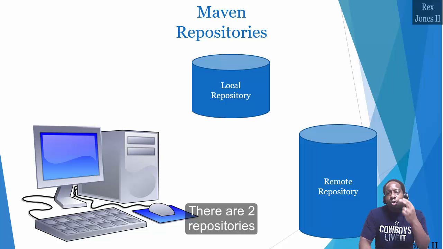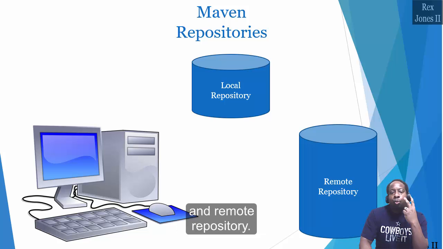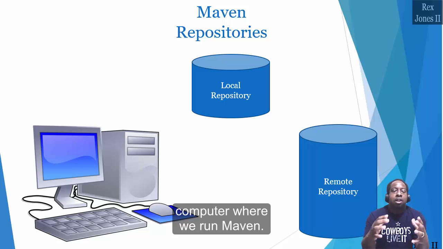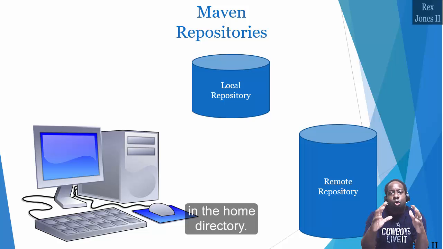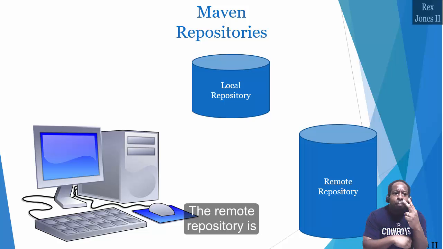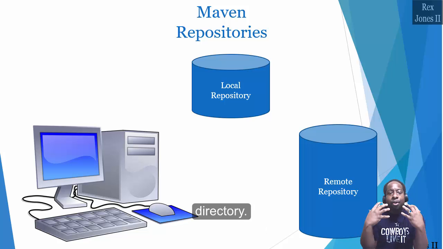There are two repositories for Maven. We have a local repository and remote repository. The local repository is a directory on our computer where we run Maven. By default, it is created in the home directory. The remote repository is any repository outside of our directory.